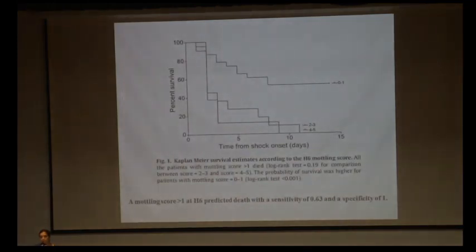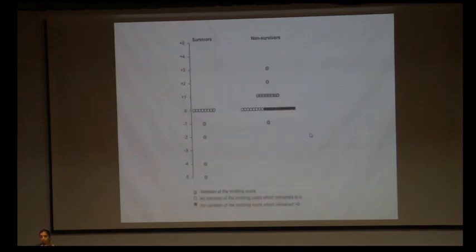Okay, so the further findings were that a mottling score of more than 1 at hour 6 predicted death with a sensitivity of 0.6 and a specificity of 1. Here we can see that with a score of more than 1, the survival was poor. Now, a change in mottling score.